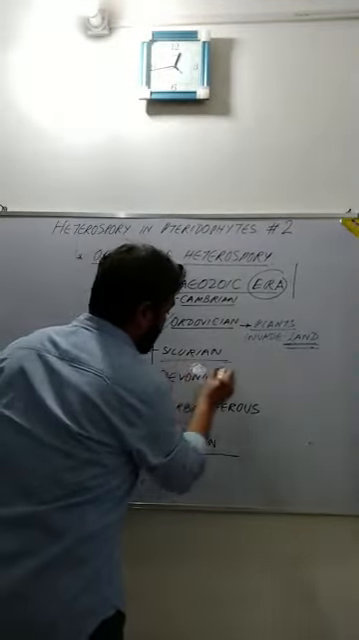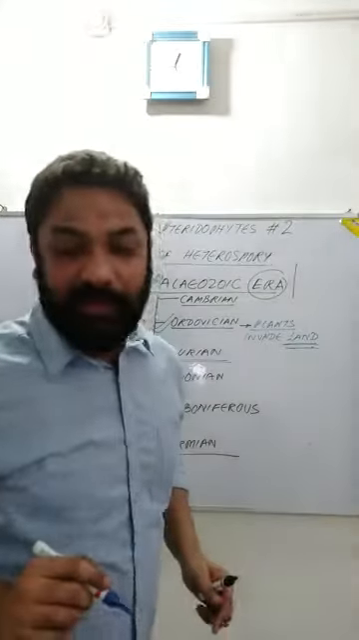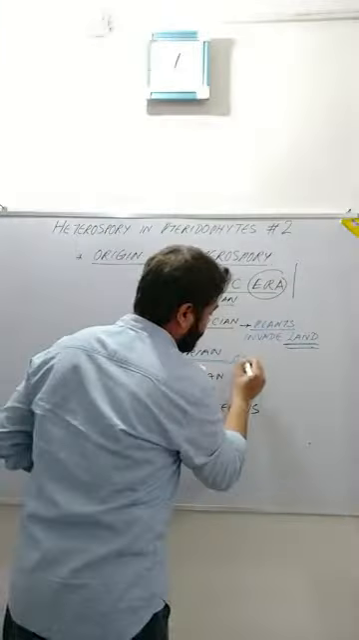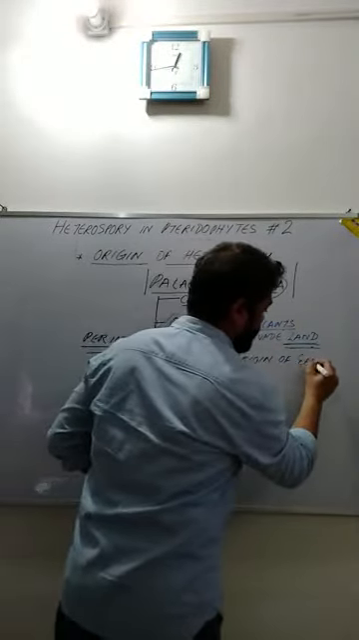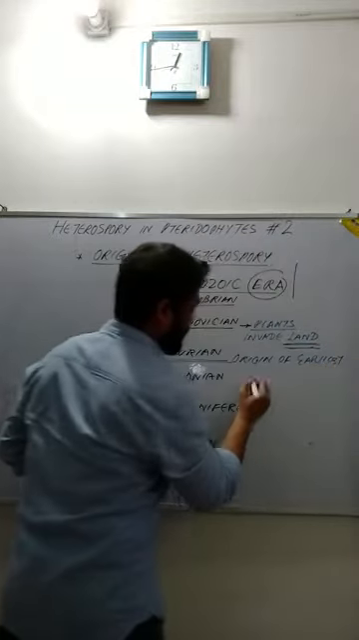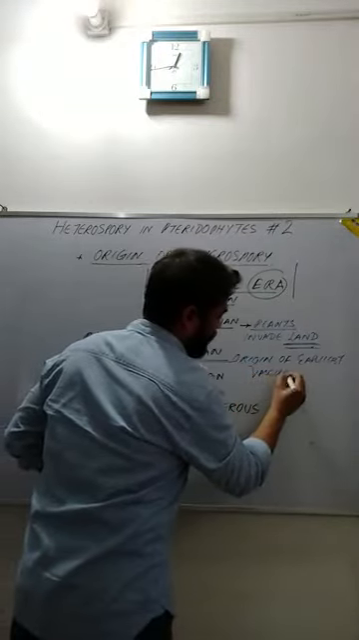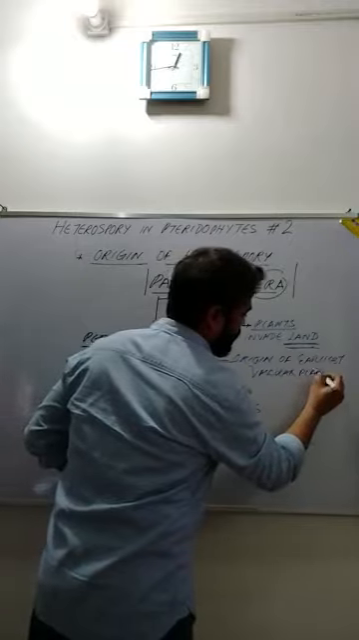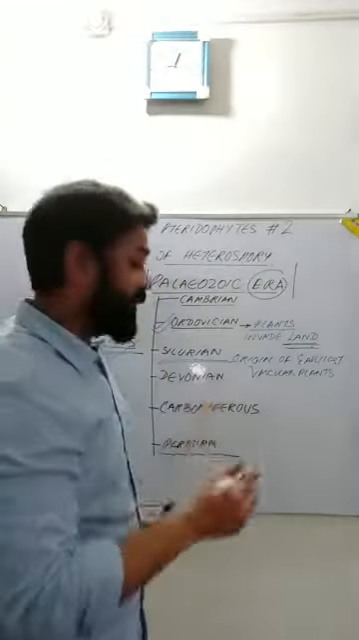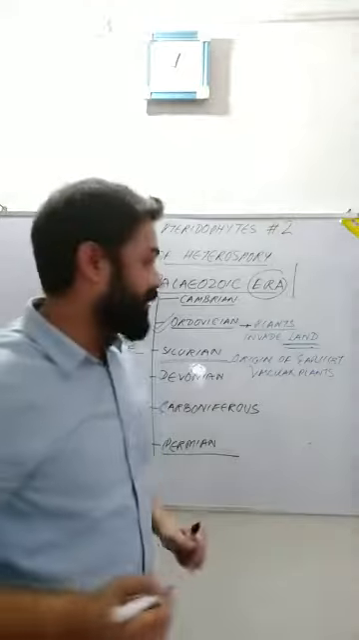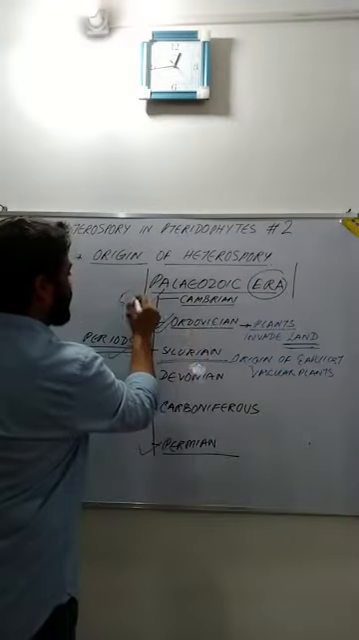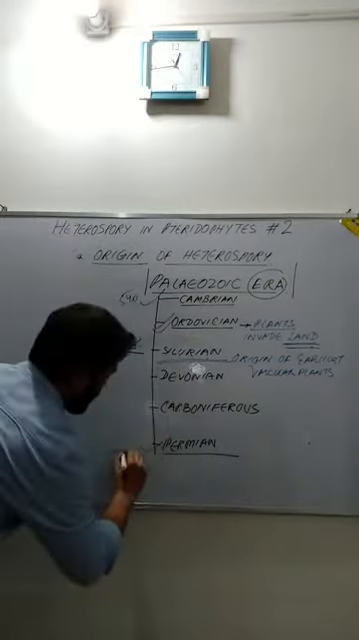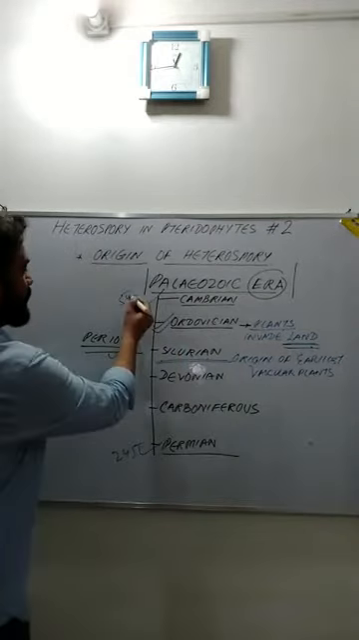If we talk about the Silurian, we will see the origin of the earliest vascular plants. That means during this time, what happened? That already before this. So this is the earliest one, and for example, from 542 to 245, from here to here we have.